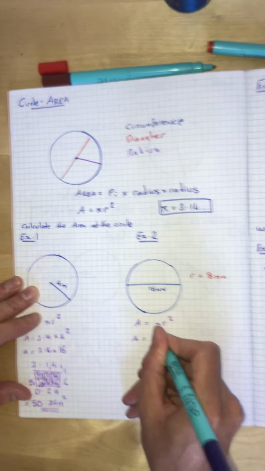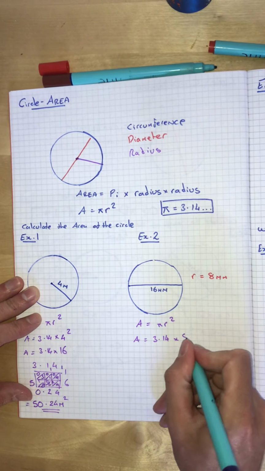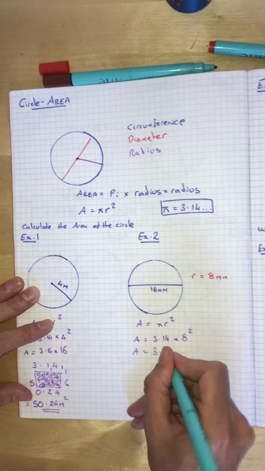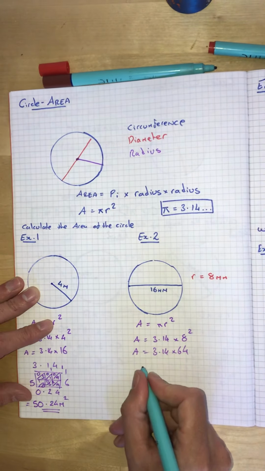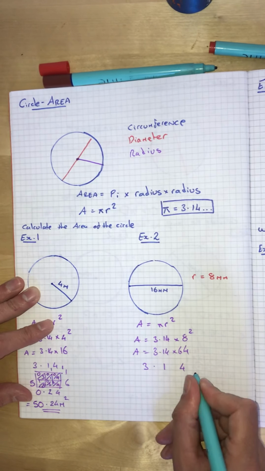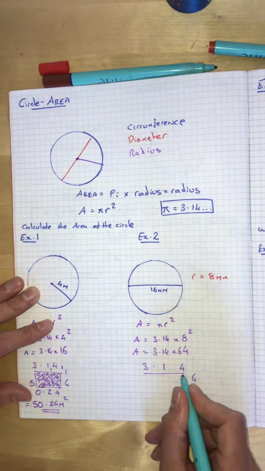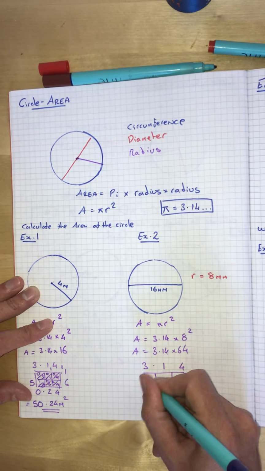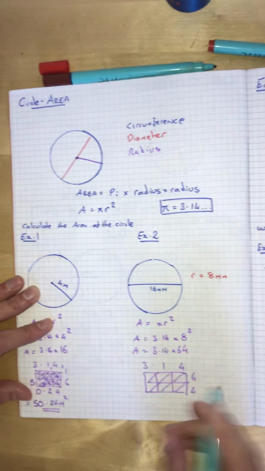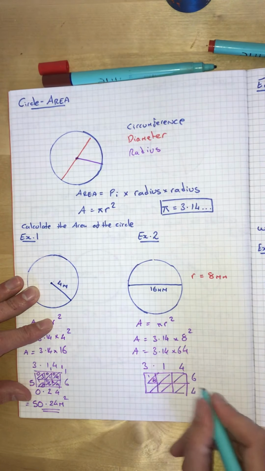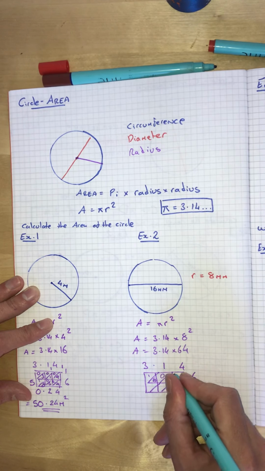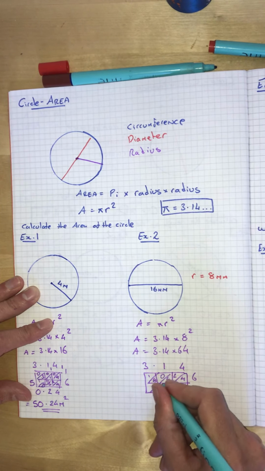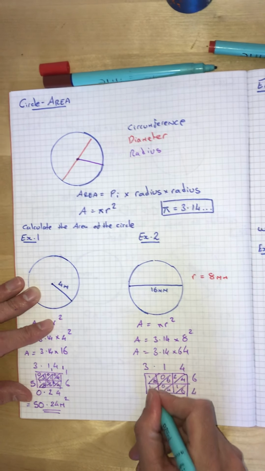Pi is 3.14. The radius is 8 squared. 8 squared is 8 times 8, which is 64. And now let's just set up our lattice. Make it a bit bigger this time, so I'm not squeezing all the numbers in. 3 times 6 is 18. 1 times 6 is 6. 4 times 6 is 24. 4 times 4 is 16. 1 times 4 is 4. 3 times 4 is 12.